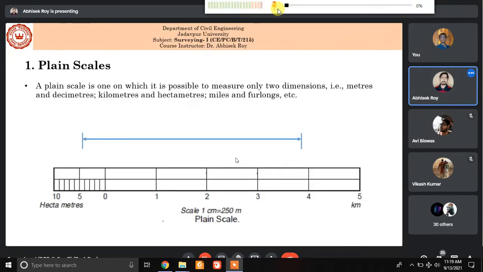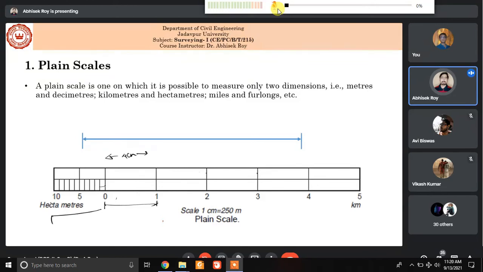Okay. Now we will discuss three types of scale. One is plane scale. Plane scale is the scale on which you can only measure two dimensions. Suppose 1 centimeter is representing 250 meters. So in a drawing, a 4 centimeter length will basically represent 1 kilometer. So suppose you have drawn a scale like this, 0, 1, 2, 3, 4, 5, and then you have divided this 0 to 1 length on this side into 10 equal divisions.